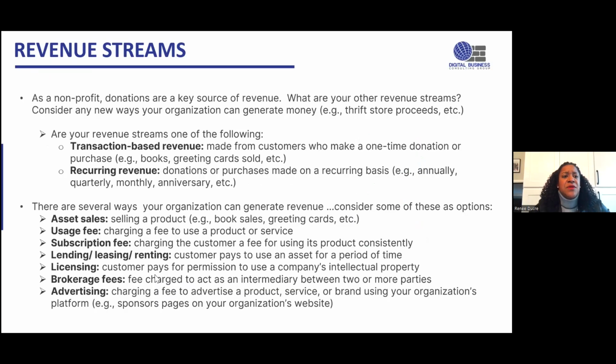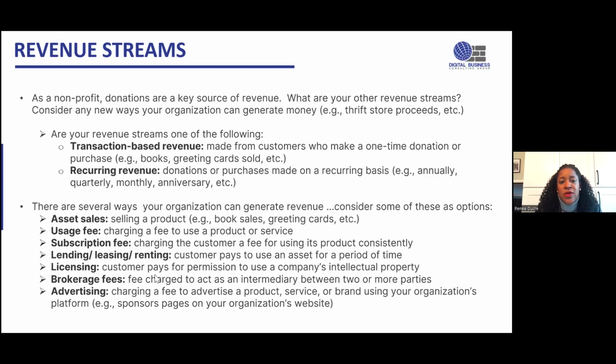And then revenues, as a nonprofit, donations are key, right? That's where you're getting your money. What are your other streams of revenue? Do you have thrift store proceeds? Are you selling books? Are you selling greeting cards? And you look at those transactional things. So the books and the greeting cards, purchases at thrift stores and that kind of thing.